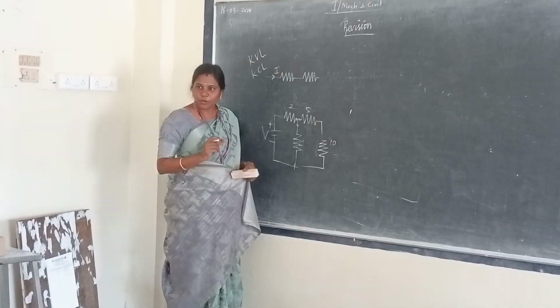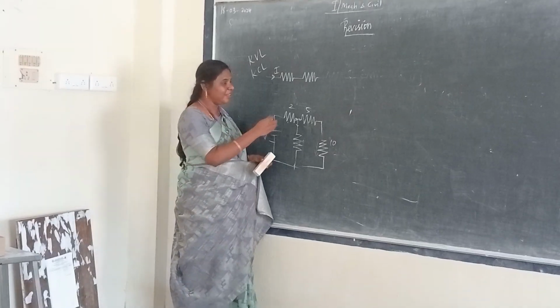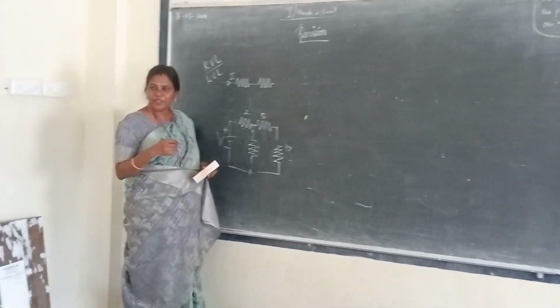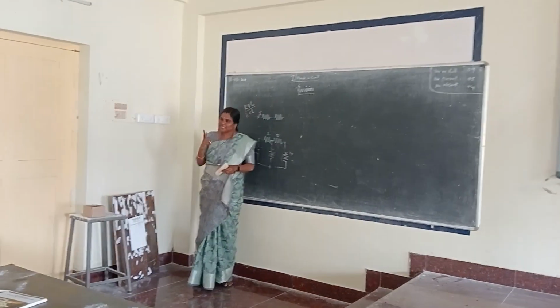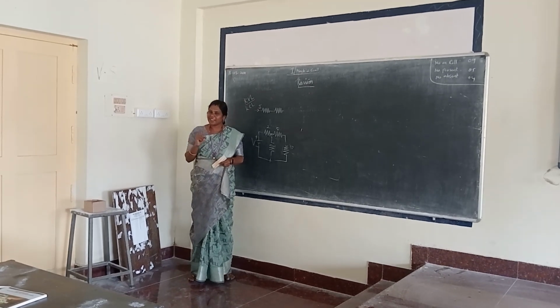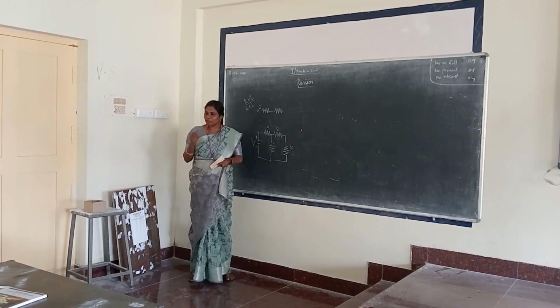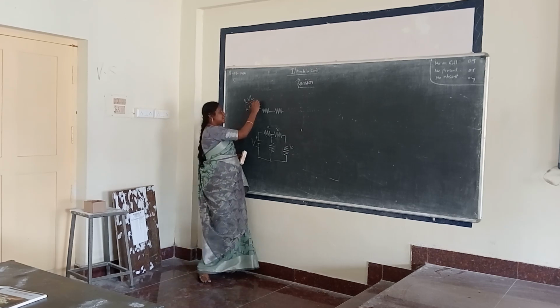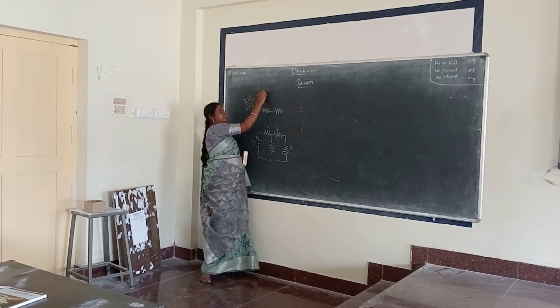Let's take this circuit as an example. So first you will see KVL. The second law is KVL, and the first law is KCL. Kirchhoff's first law is the current law, and the second law is the voltage law. So this is the first law and this is the second law.